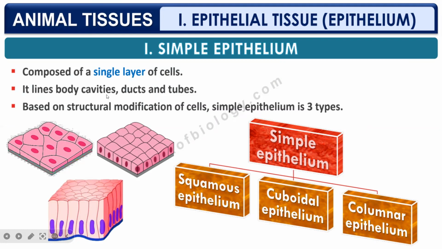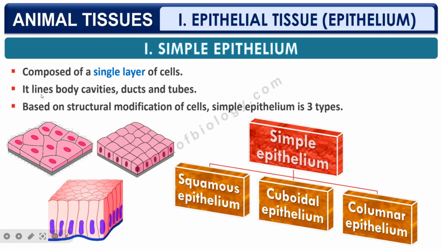It lines body cavities, ducts, and tubes. Can you name any one body cavity? Stomach, small intestine, large intestine, they are all cavities. Your mouth is also made up of a cavity. They are made of a single layer because the exchange of food nutrients will take place first. Then your ducts, that is blood vessels. Tubes, that is your excretory system, the nephron and all.